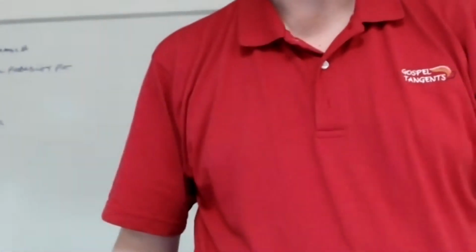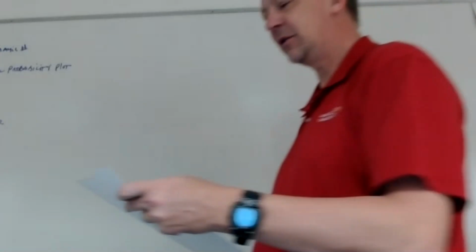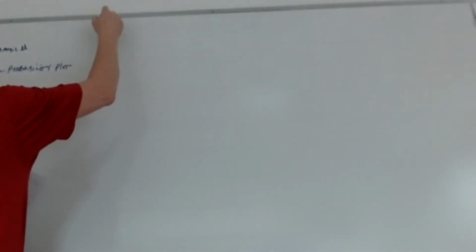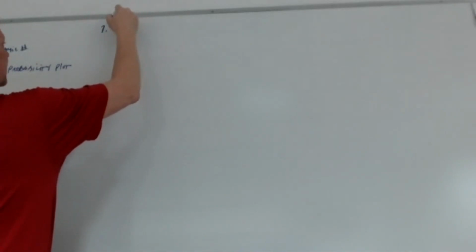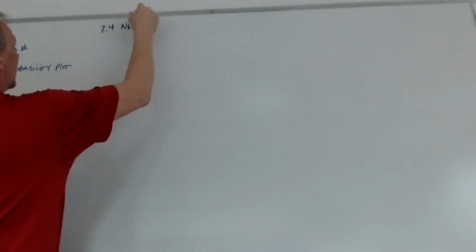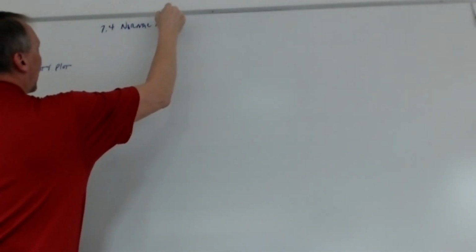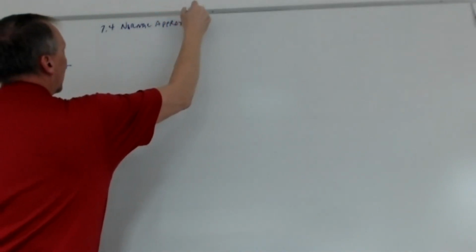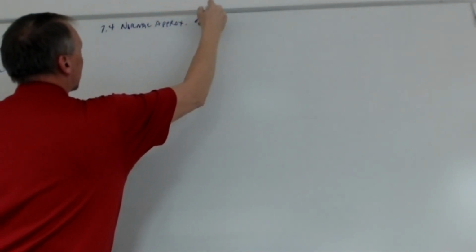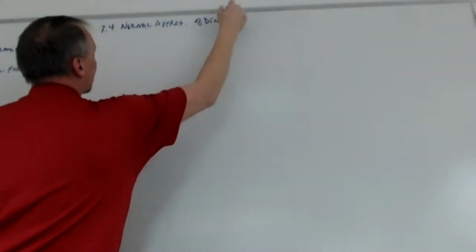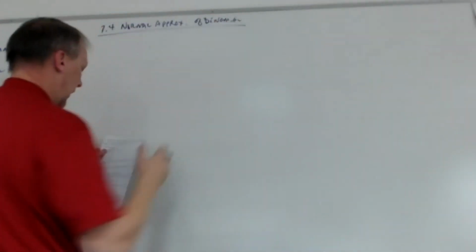Let's move on to 7.4, which is very different. 7.4, which is a normal approximation of binomial. Okay.